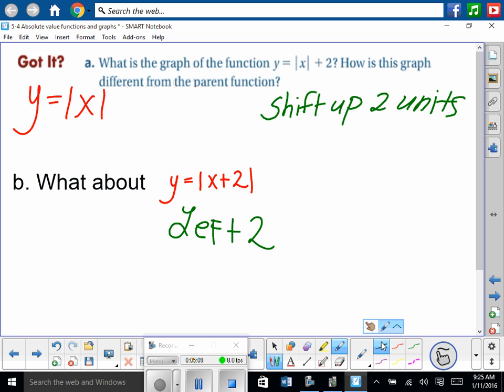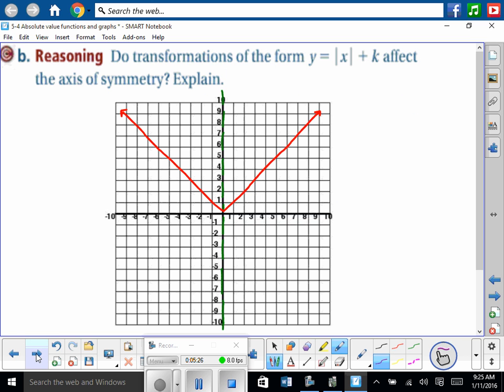So if we were to graph each of these, once again, I'm just going to do a really rough sketch here. This one would be an absolute value shifted up 2 units. So that would be like this. This would be left 2 units. So it would be back 2. So does everybody see the difference between the two? So you've got to pay attention to that.